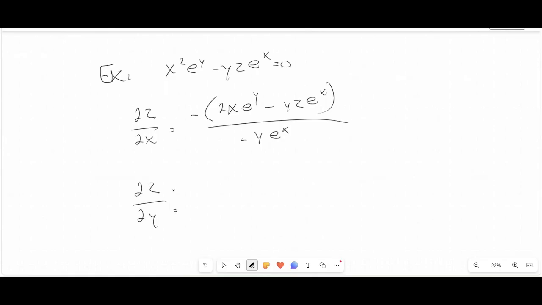And if I want this one, differentiate the top with respect to y with a negative sign on it. Minus z e to the x over the same thing. So those are the answers, modulo simplifying them.